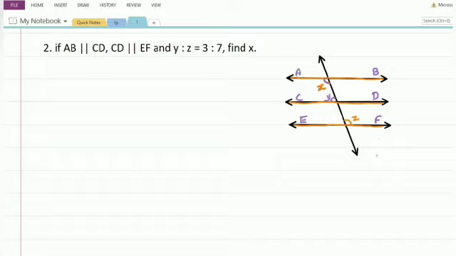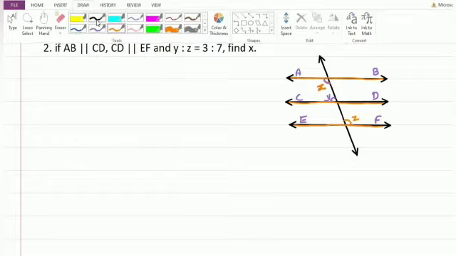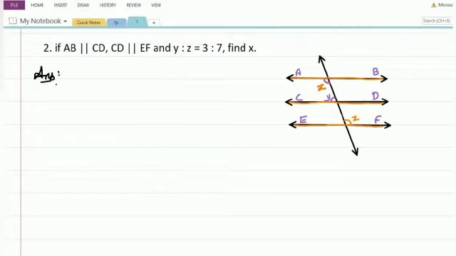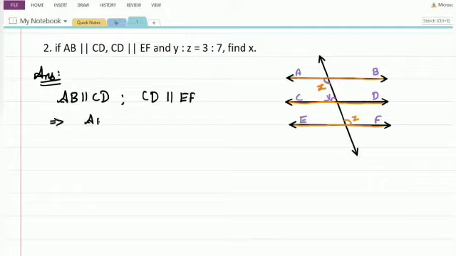So when you compare this, it is obviously seen that AB is parallel to EF also. So the answer is given as AB parallel to CD and CD parallel to EF, which implies AB is parallel to EF. Now since AB is parallel to EF, observe the angle X and angle Z. Angle X is equal to angle Z. Yes, because alternate interior angles are equal.